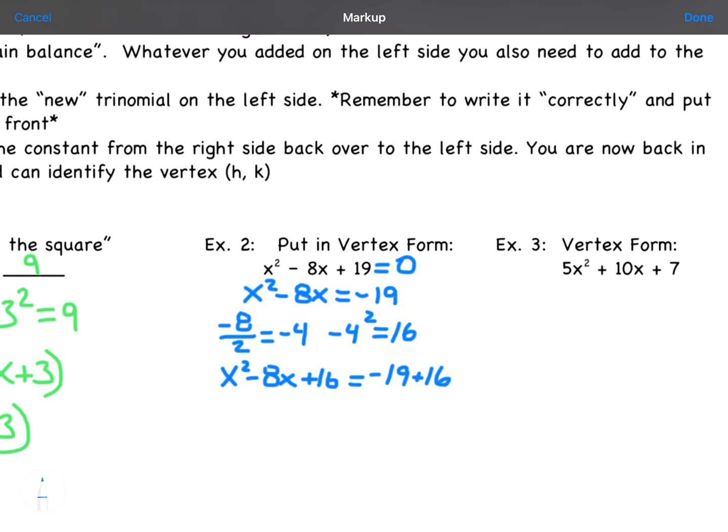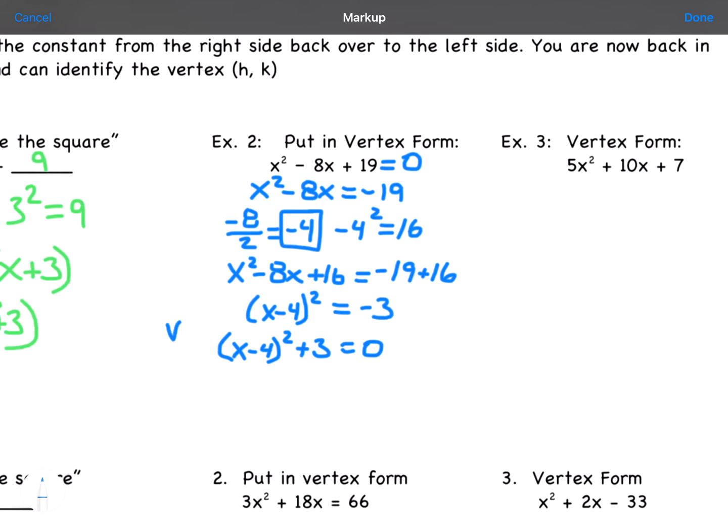So we can factor x squared minus 8x plus 16. It is x minus 4 times x minus 4, or x minus 4 squared. You can see that's exactly the b value cut in half, negative 4. And it equals negative 3, because negative 19 plus 16 is negative 3. If we want to put this into vertex form, we need to bring that negative 3 over. So it's x minus 4 squared, and then we add 3, and that equals 0. That's our vertex form right there.